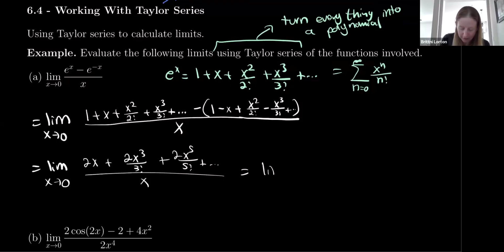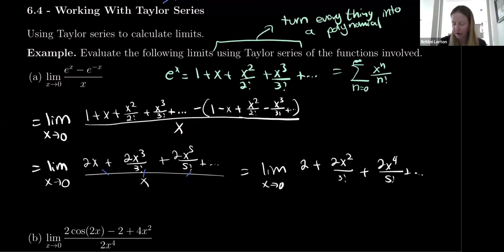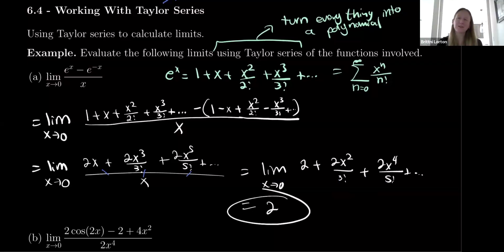Then I break up the fraction, and each one of those terms is going to be divided by x. So that turns into a 2 plus 2x squared over 3 factorial plus 2x to the 4th over 5 factorial, etc. I no longer have a fraction. If I plug in x equals 0, everything is gone except for that first one. So my answer was 2. Ta-da!